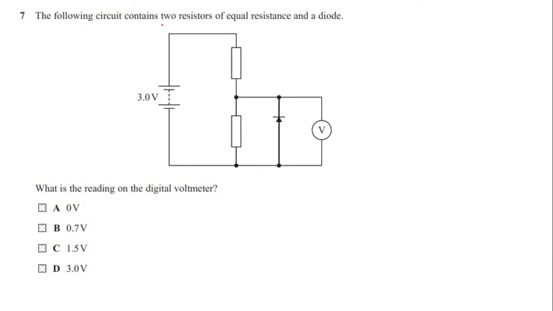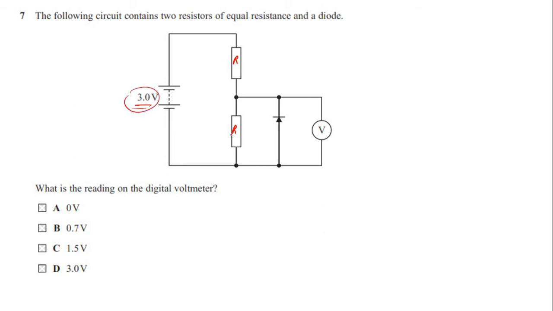The following circuit contains two resistors of equal resistance and a diode. Both have the same resistance value, which is not given here. We have an EMF of 3 volts, a diode in parallel with one of the resistors, and a voltmeter. What is the reading on the digital voltmeter?